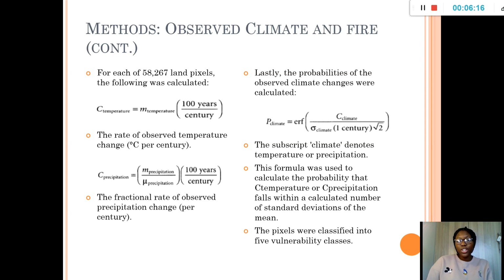So the subscript that you see in the equation here denotes temperature or precipitation. This formula was used to calculate the probability that the rate of observed temperature change or the fractional rate of observed precipitation change falls within a calculated number of standard deviations of the mean. So the value of P that was greater between temperature and precipitation was used for interpretation and classification purposes. The pixels were then classified into 5 vulnerability classes.